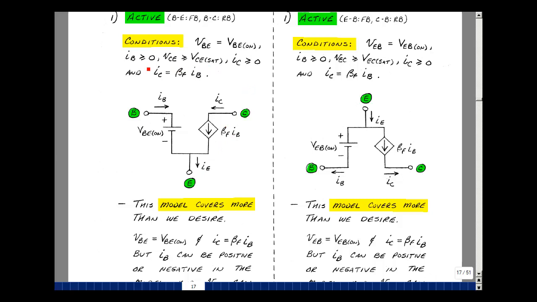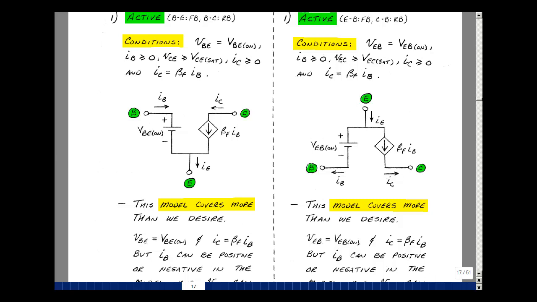If the base current is greater than or equal to 0, the collector current will be greater than or equal to 0 because it's a multiple of the base current by beta F. If we assume that this model is the correct region, then we're going to analyze the circuit and we're going to have to check that I sub B is greater than or equal to 0 and that VCE is greater than or equal to VCE sat.